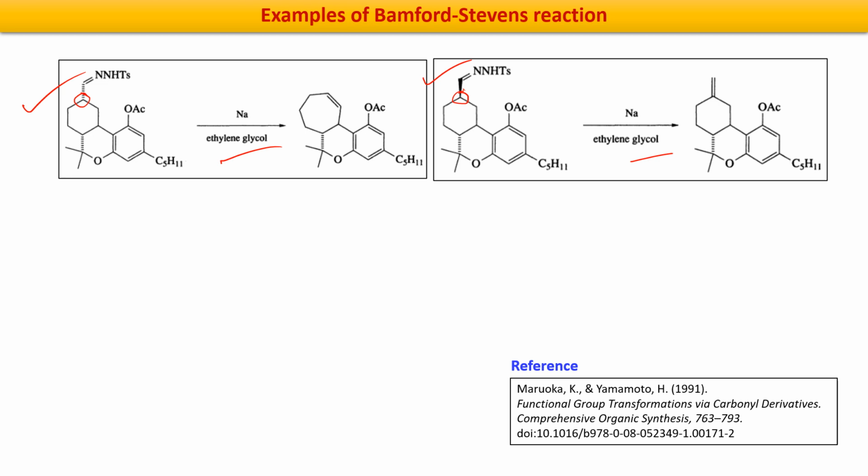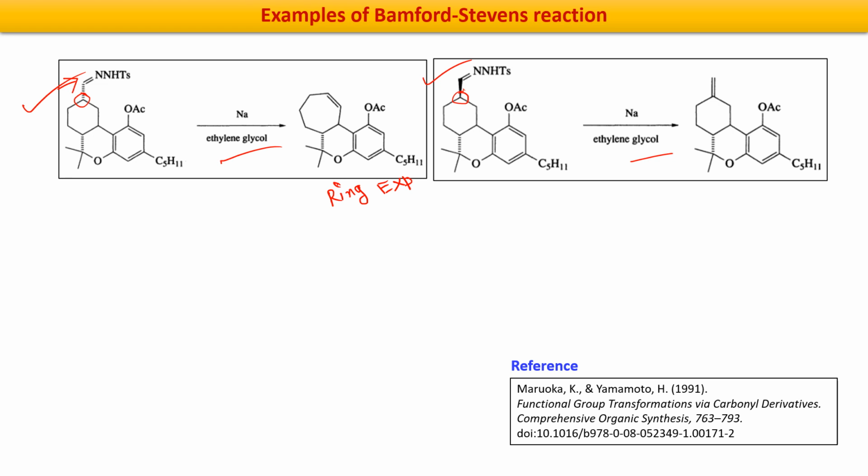What we will get, a ring expansion product, we get in the first case. Ring expansion product, as you can see, from a 6-member ring, now there is 7-member ring generation. So as there will be carbocation formation, that is carbocation formation in the same position where C double bond N is present. So obviously there is a chance of ring expansion.